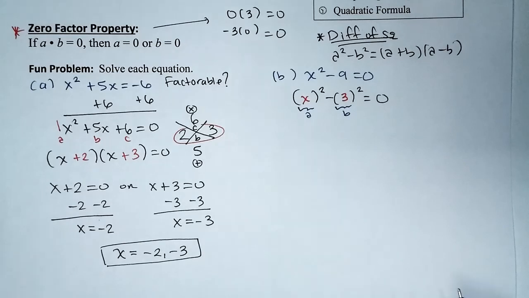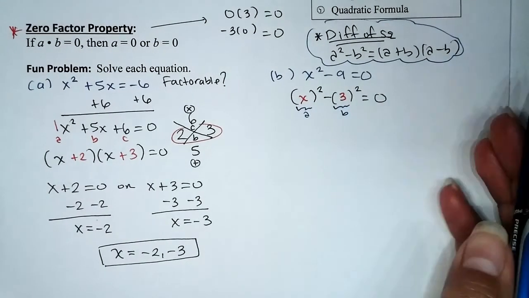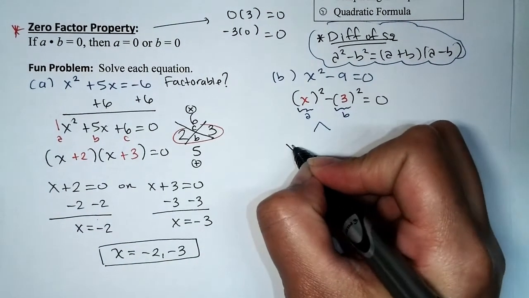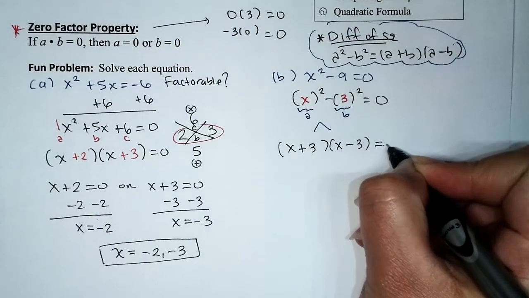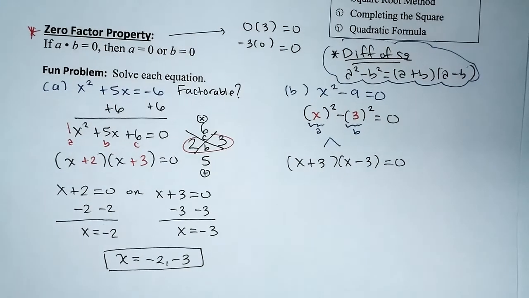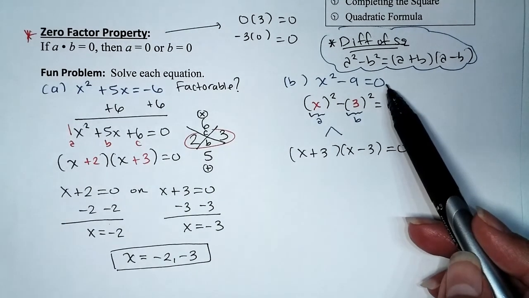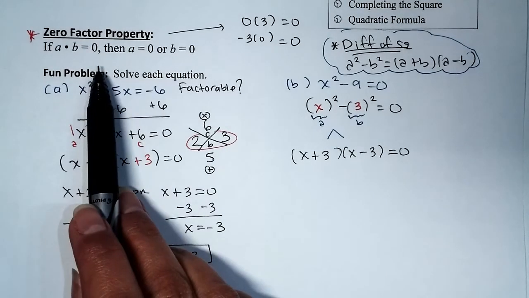So the difference of squares says this. If this is your question, then this is your answer. Let's go ahead and factor a plus b times its conjugate. So this should factor to x plus 3 times its conjugate, x minus 3. Okay. How do we solve quadratic equations by factoring? 1, set the equation equal to 0. 2, factor completely. 3, apply the 0 factor property.